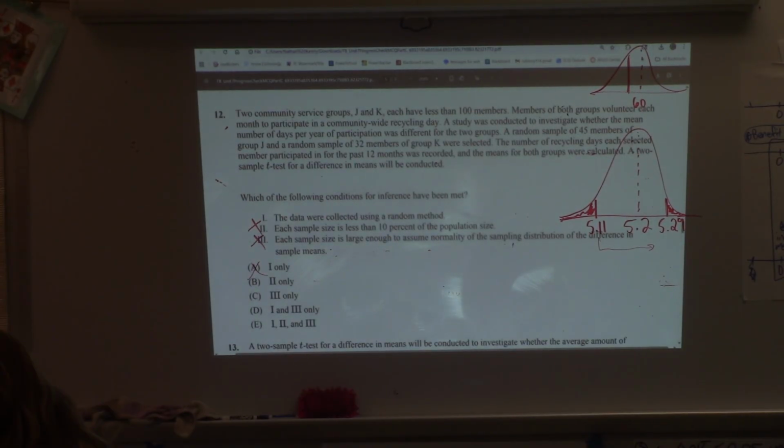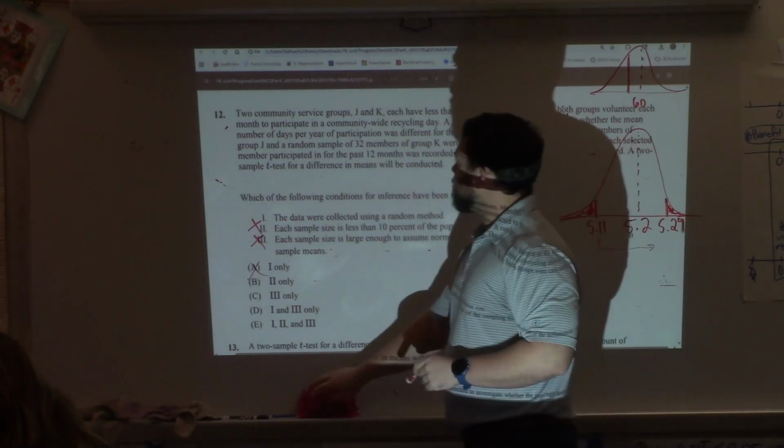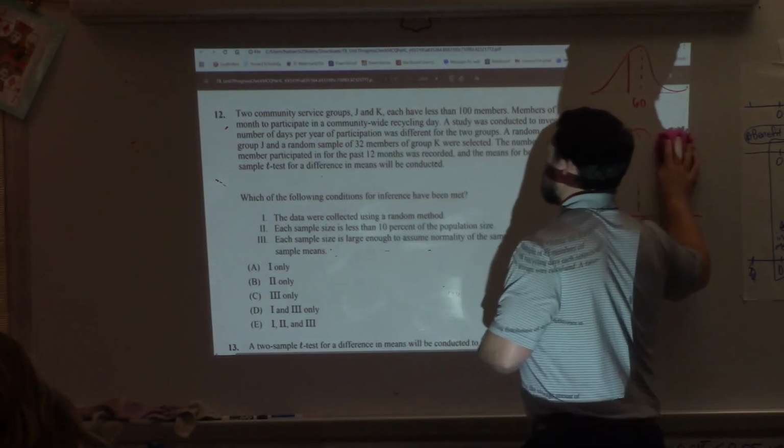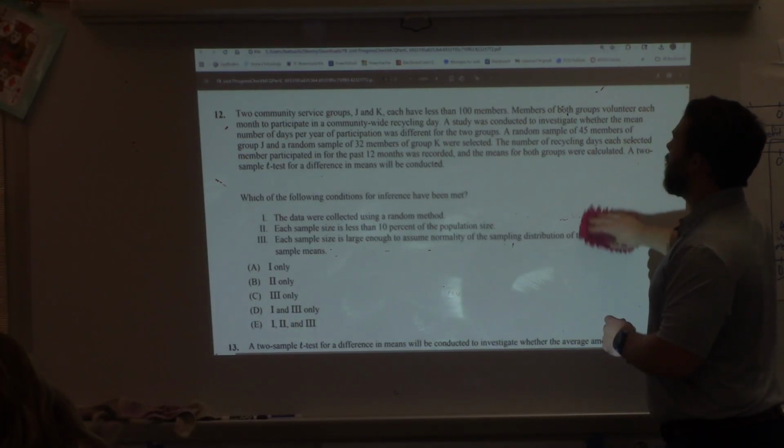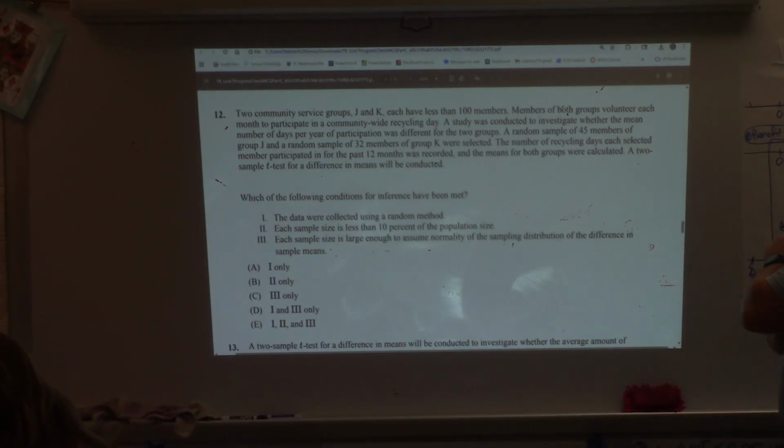So there's 9 and 10, I picked 12, 15, 17. Okay, so 12 here. Two community service groups, J and K, each have less than 100 members. Members of both groups volunteer each month to participate in a community-wide recycling day. A study was conducted to investigate whether the mean number of days per year of participation was different for the two groups. A random sample, okay, so I do want to pause and point out, as soon as I have read this, do you know what I'm thinking about?